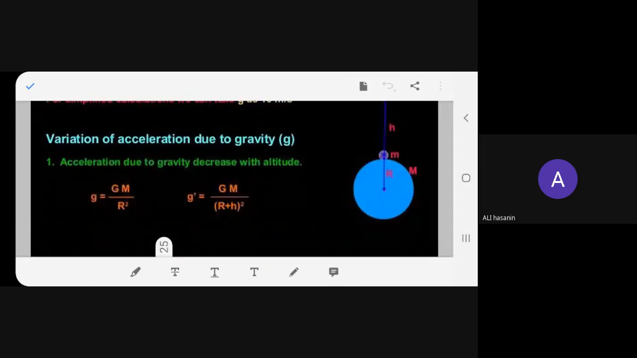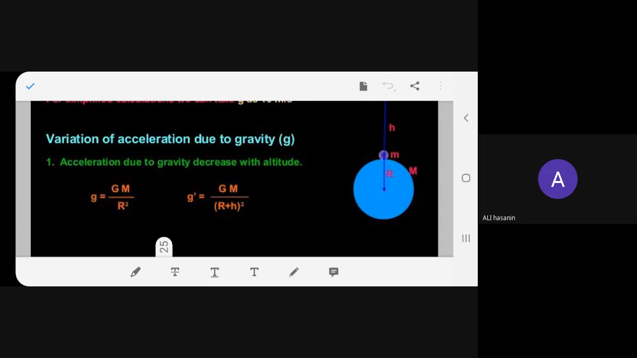let's start. Variation of acceleration due to gravity g. Acceleration due to gravity decreases with altitude. g is equal to capital G m divided by r square. g dash is equal to G m divided by (r plus h) square. You got my point? What is it?